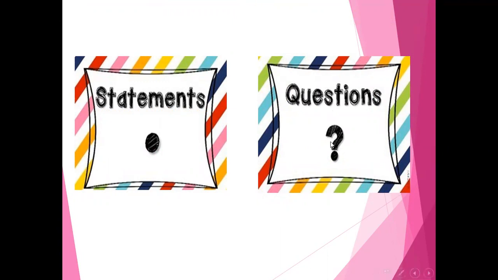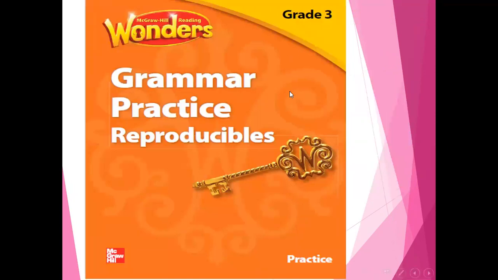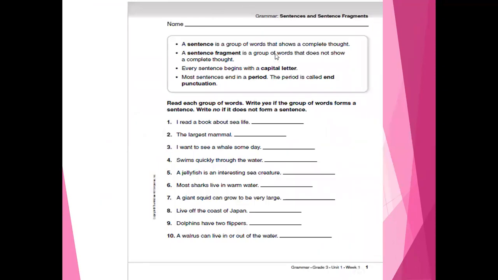The question is an asking sentence, or it asks about something. It starts or begins with a question word like what, where, when, do, does, will, should, for example. It ends with a question mark and it can be answered. Now get your grammar practice book. Open page number 1 and let's solve it together.